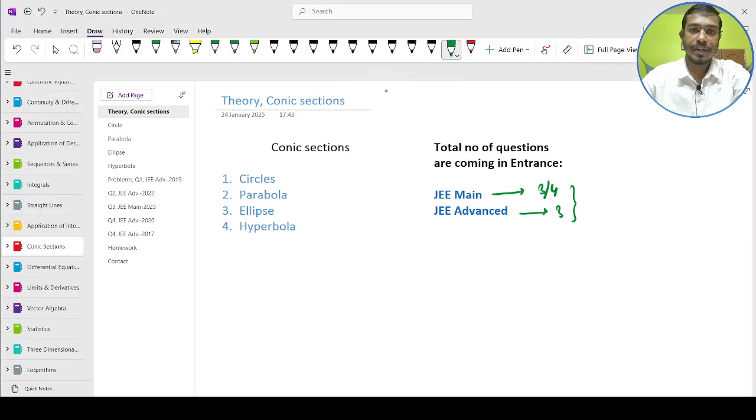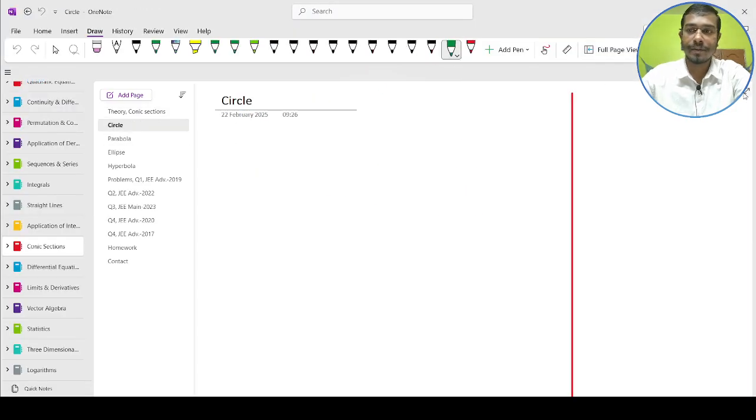And the same things, this is for 2D, and in 3D, in BSc mathematics, it would become sphere, paraboloid, ellipsoid, and the hyperboloid. The total number of questions coming in the entrance: in JEE Main there are 3 or 4 questions, a very important topic, and in JEE Advanced 3 questions from this chapter, the conic sections. Let's get started. First one, the circle.